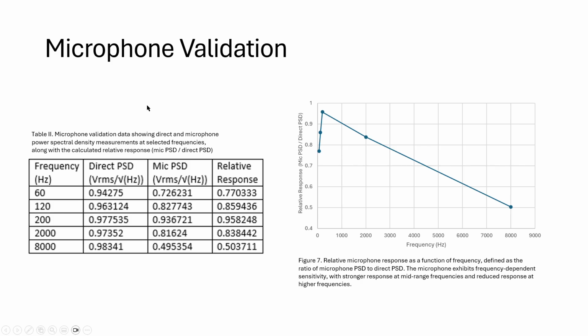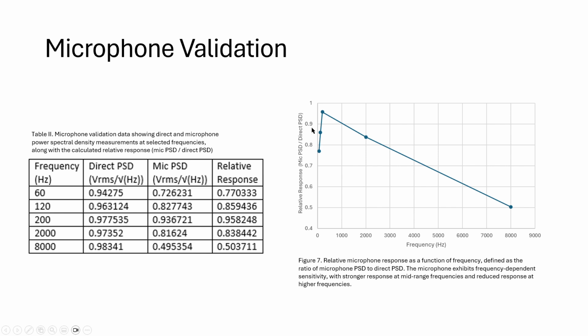Moving on, in this section we validated the microphone and the DAC system by comparing measurements that we took directly from the source of the frequency, like the tone generator, and trying to capture it through the microphone and comparing those. The table here shows the PSD values for both cases at several input frequencies from 60 to about 8,000 hertz. The graph on the right shows a relative response, which is pretty much just the ratio of the microphone PSD to the direct PSD from the source signal.